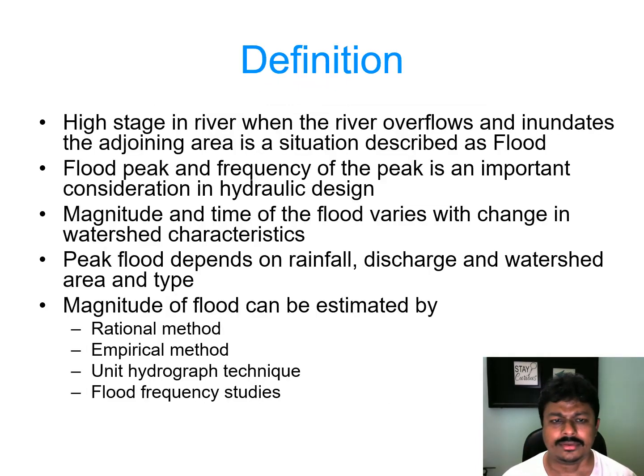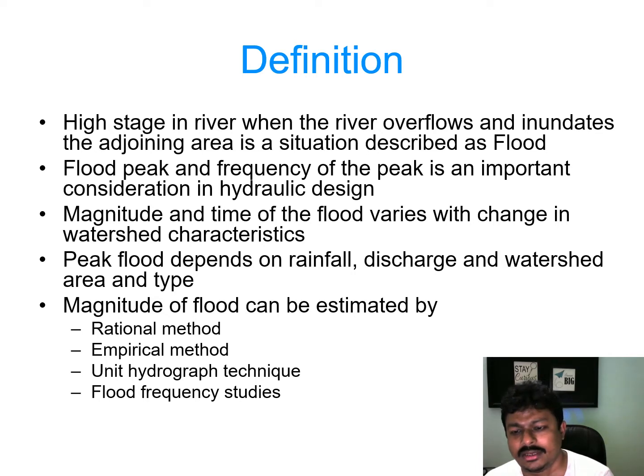Now, as I've already discussed in the earlier slide, high stage means water level in the river. When the river overflows and inundates the adjoining area, it is a situation described as flood. You can describe it as a situation, or you can describe it as an event.